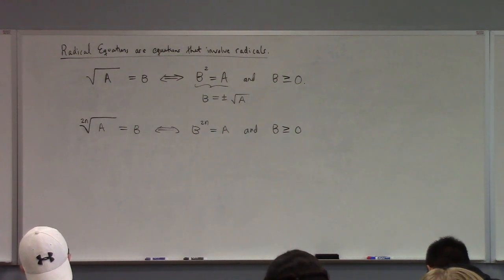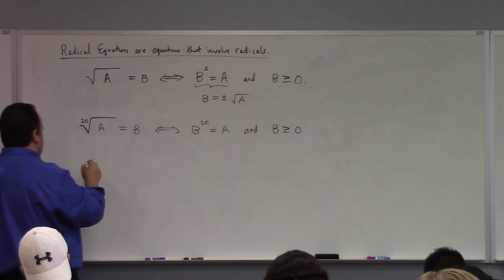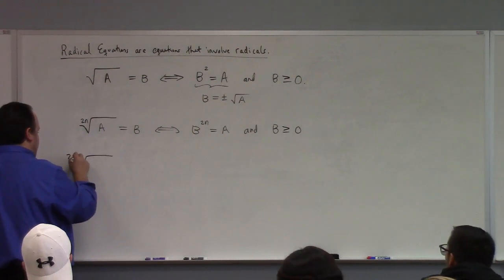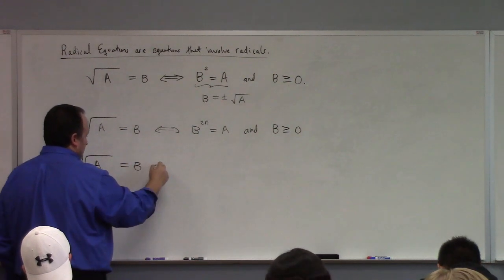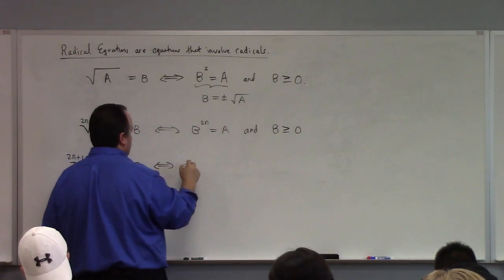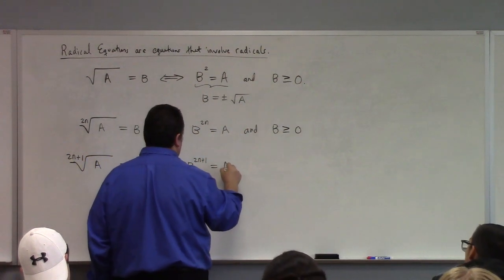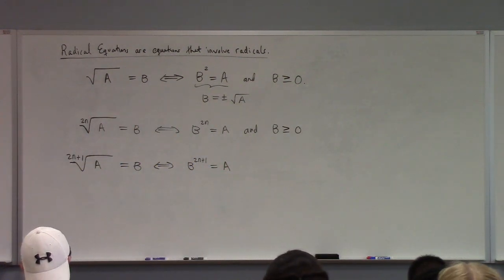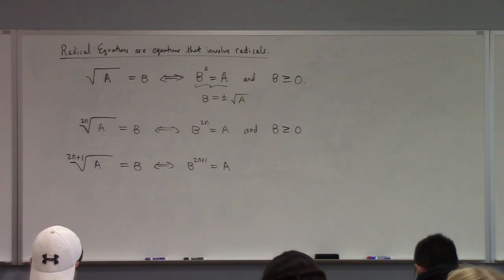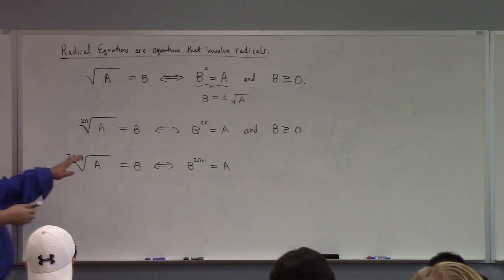Something interesting happens. Odd roots don't suffer this. If I have an odd root, where 2n plus 1 is an odd number, the odd root of a equals b if and only if b to the 2n plus 1 is equal to a. Just that. So with odd roots, you can take the odd root of a negative number, and it's just equal to a negative number. There's no issue.